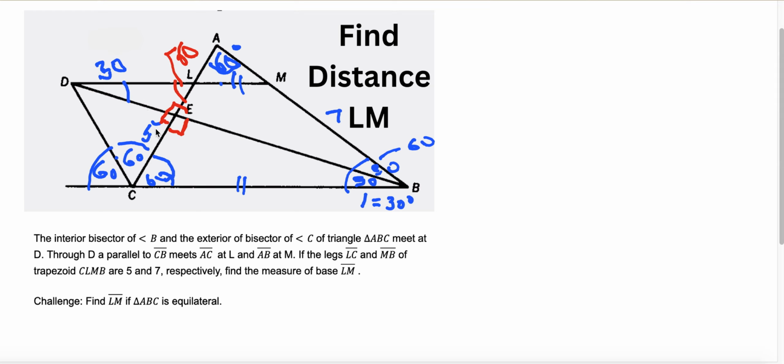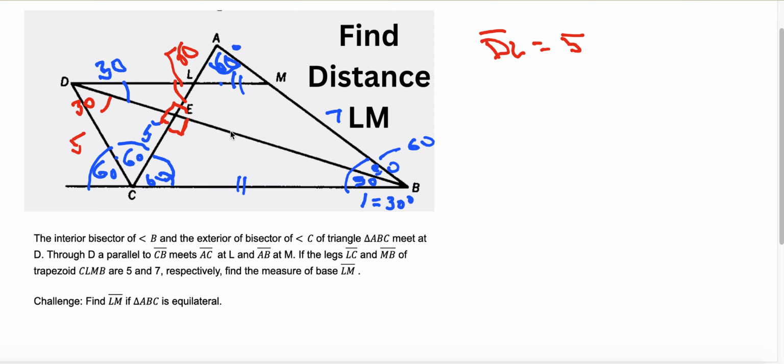In the triangle CED, this is 60, this is 30, and here has to be 30 degrees. So this here is a 30. In other words, this is 60, 60, and 30 plus 30 is 60. Looking at the triangle DLC, DLC is an equilateral triangle. If the distance LC is 5 units, then CD is 5 units, and of course DL is going to be 5 units.